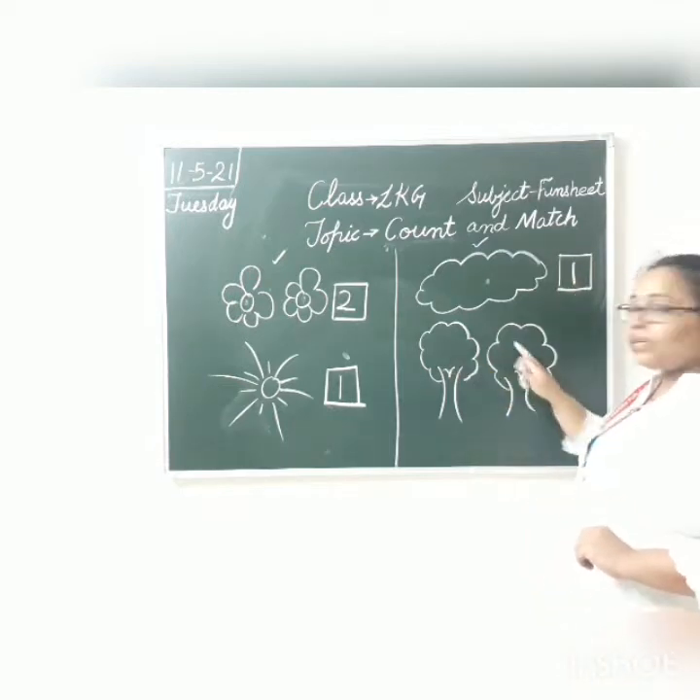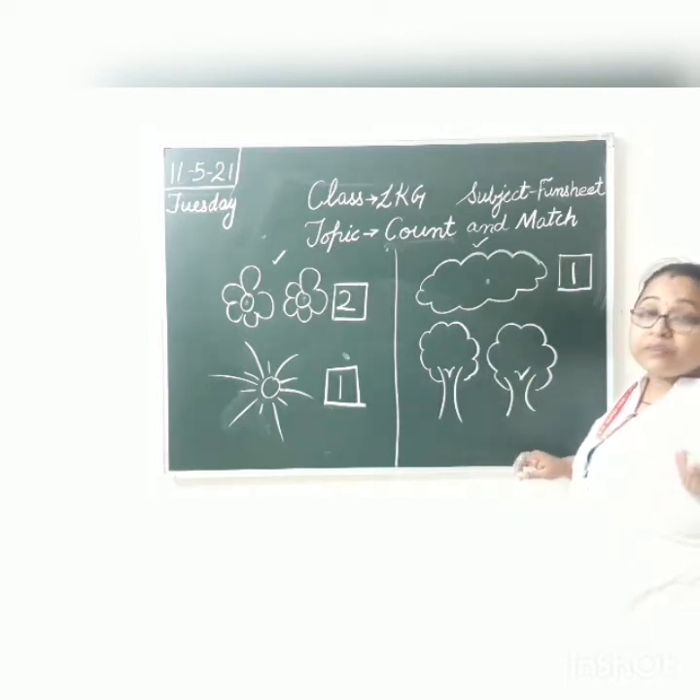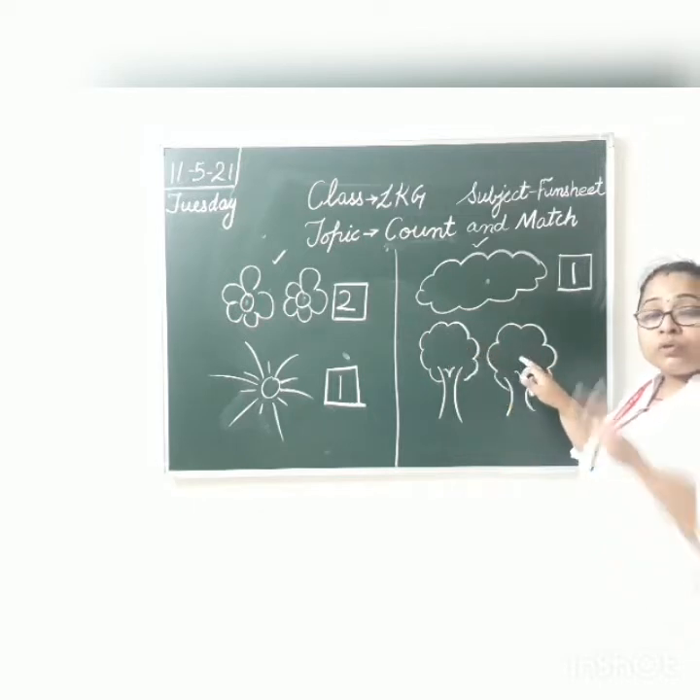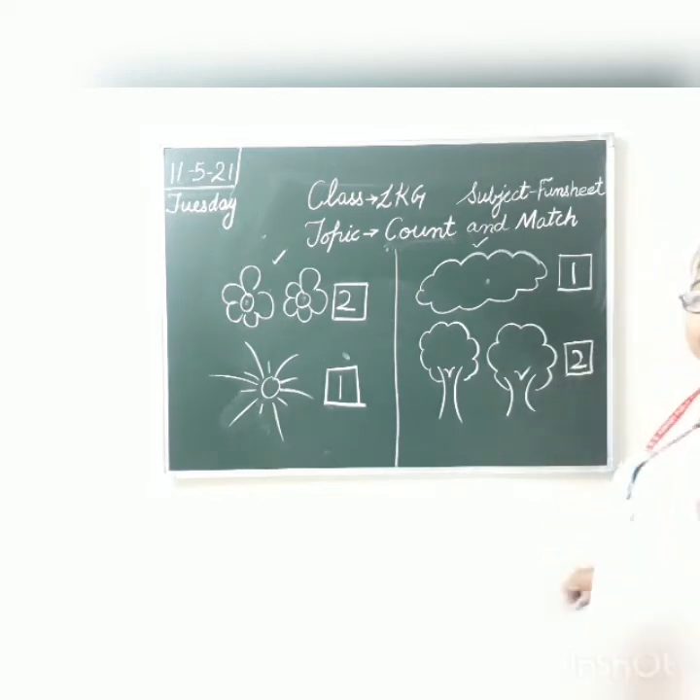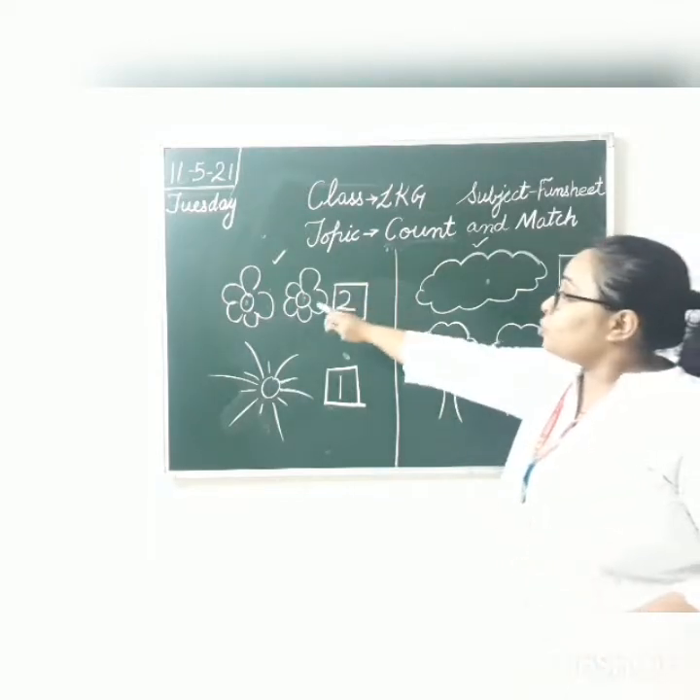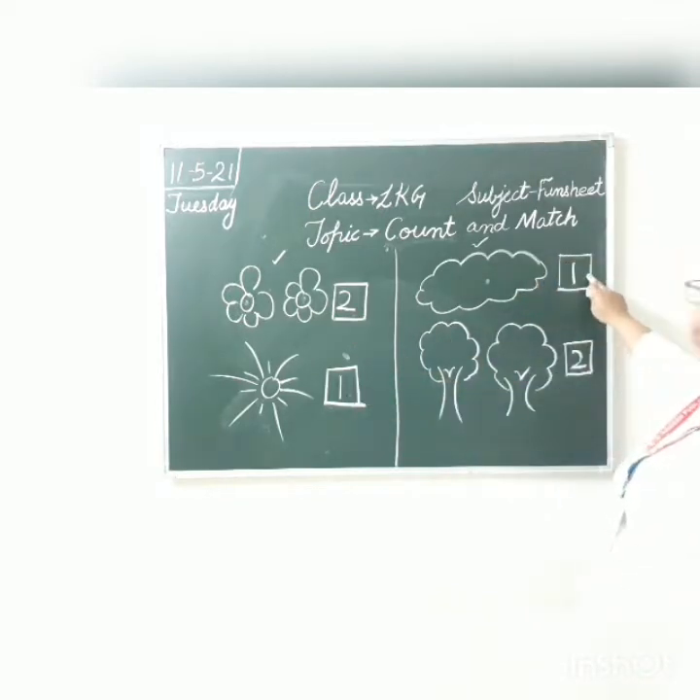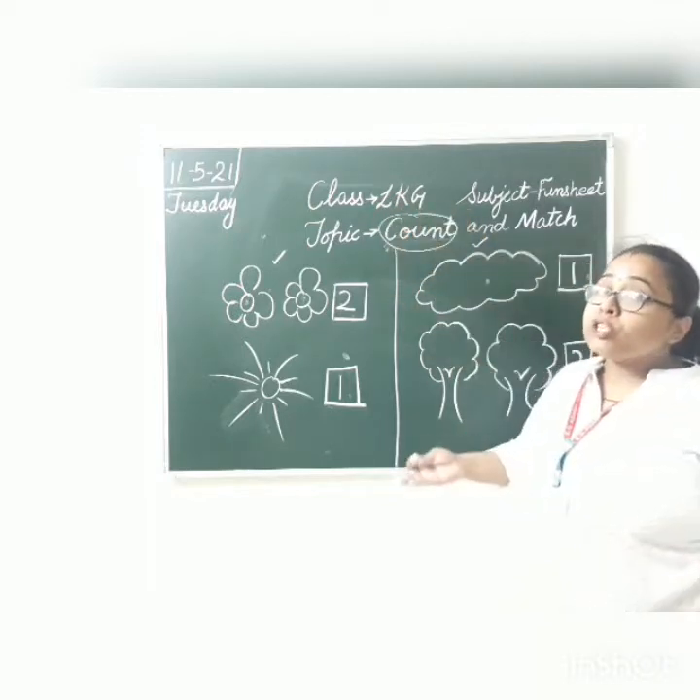Now, what are these? Tree. क्या है ये? पेड़ है, trees है. And how many? 1, 2. So we have 2 trees. So let's write that here now. 2. Now what is that? हमने इनको काउंट कर लिया है, isn't it? 2 flowers, 1 sun, then 1 cloud and 2 trees. यानी कि हमारा जो काउंट वाला वर्क था वो फिनिश हो गया है.